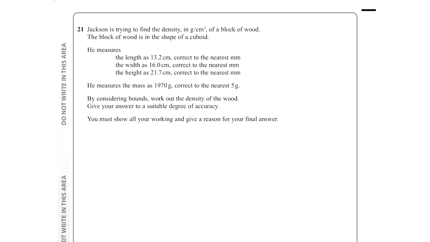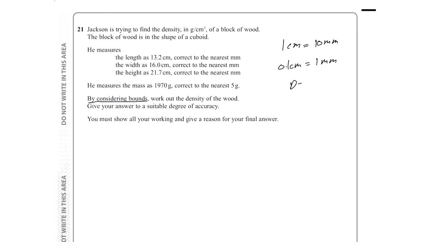So the first thing to know here is your unit conversions. You should just go straight with centimeters. So 1 centimeter is equal to 10 millimeters. And if you divide each side by 10, 1 millimeter is then 0.1 centimeters. So rounding to the nearest millimeter is the same as rounding to the nearest 0.1 centimeters. Now it does say here, by considering bounds, so that's a hint that we need to work out the lower and upper bound.